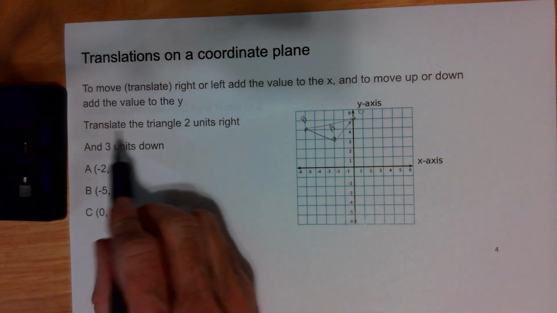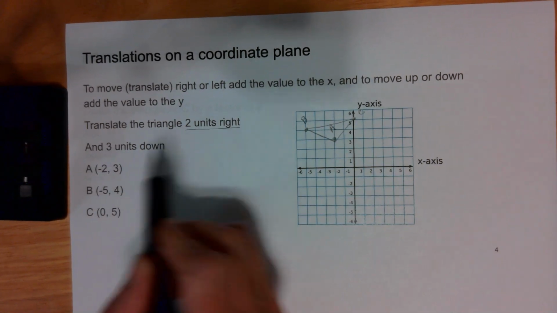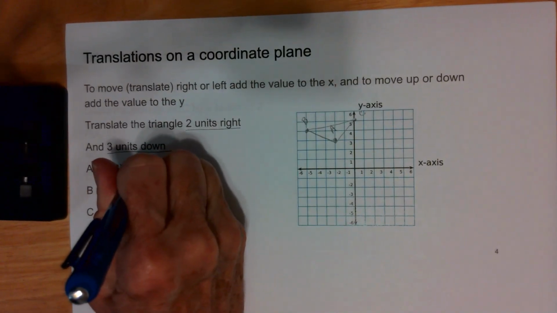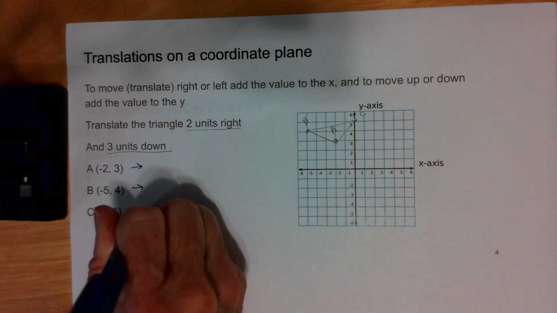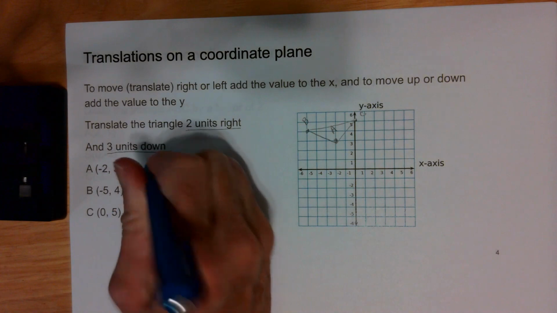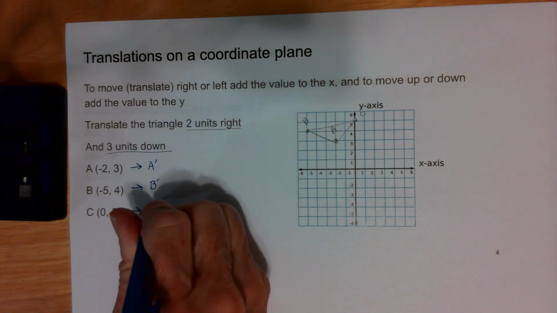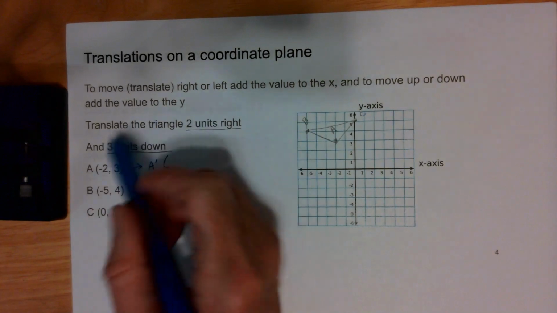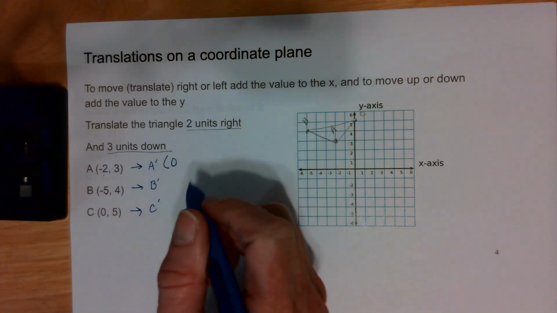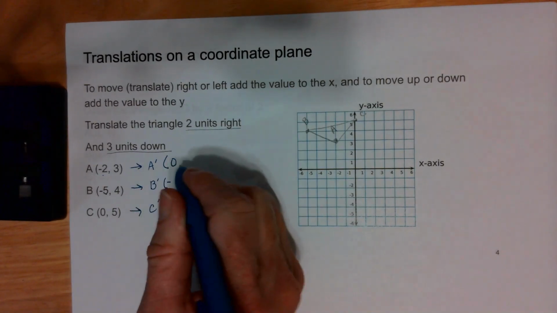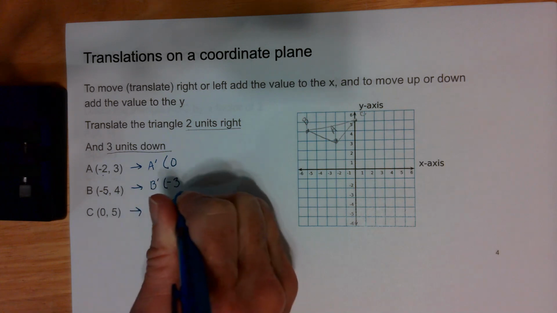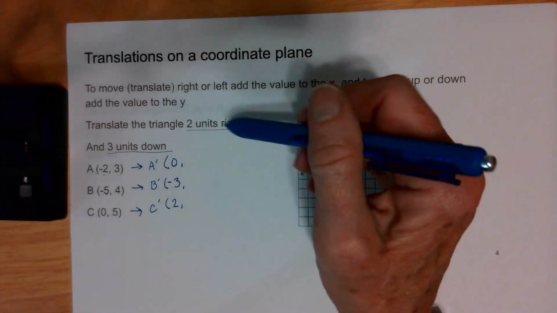And I want to translate this triangle 2 units right and 3 units down. So that means to go to the right, I add a positive. So I'm going to add 2 to my x values. When I take negative 2 plus 2, I'm going to get a 0. Negative 5 plus 2 is going to give me a negative 3. And 0 plus 2 is going to give me a 2. So that took care of my x, or moving it right or left.